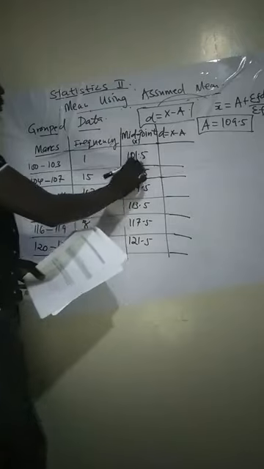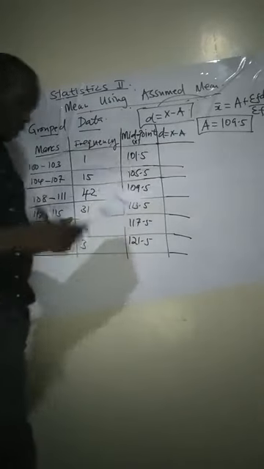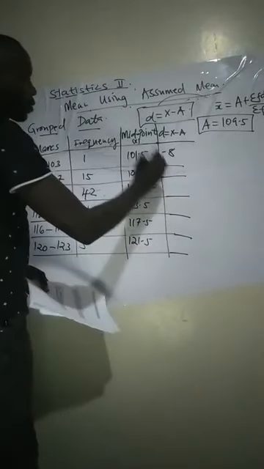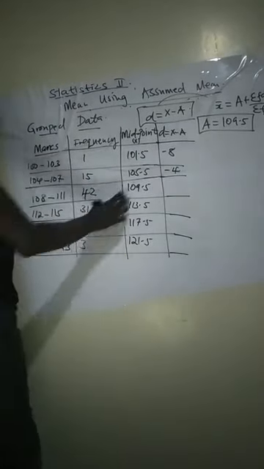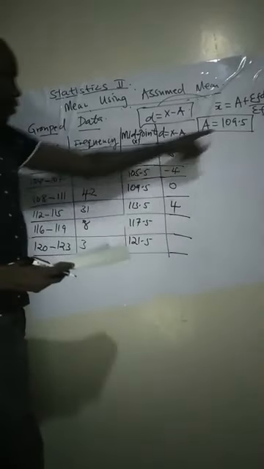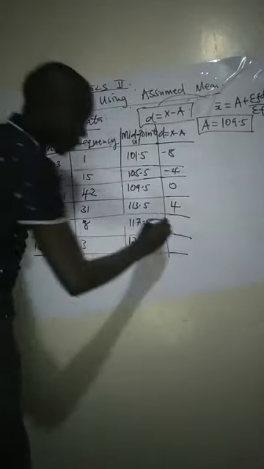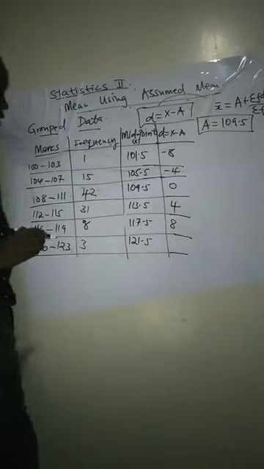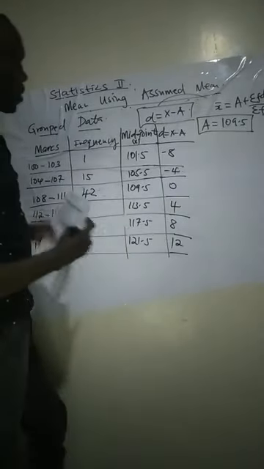So let me get the values of D, X minus A. That is 101.5 minus 109.5, and my first value is negative 8. 105.5 minus 109.5 gives me negative 4. 109.5 minus 109.5 gives us 0. 113.5 minus 109.5 gives us 4. 117.5 minus 109.5 gives us 8. And 121.5 minus 109.5 gives us 12.